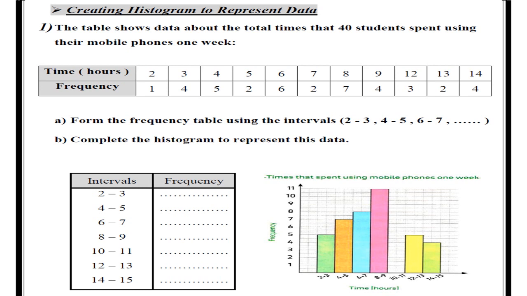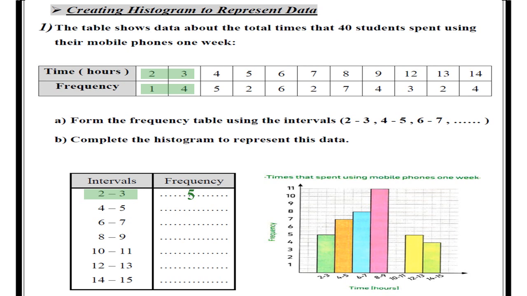The first interval is 2 to 3. This means we need to know the number of students who use the mobile phones for 2 or 3 hours. In 2 hours, we have 1 student. And 3 hours, we have 4 students. So the total number of students who use the mobile phones from 2 to 3 hours is 1 plus 4, which is 5.